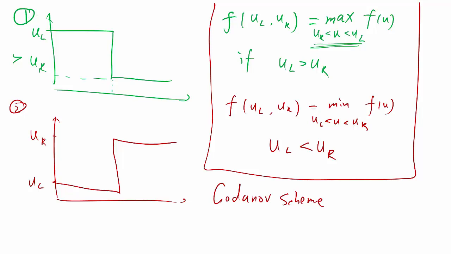Right. It is called, yeah, good question. So it is called entropy satisfying scheme because it is going to give you an approximation to the solution that satisfies the entropy condition.